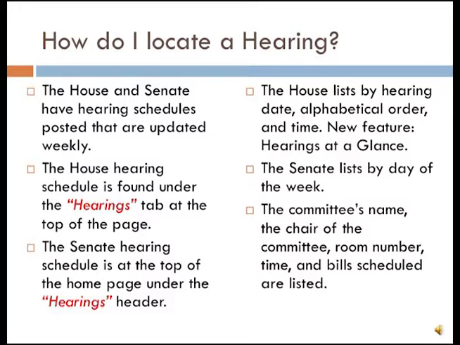The House lists their hearings by hearing date, alphabetical order, and hearing time. They also have a feature called Hearings at a Glance that provides you with a quick look at all of the hearings scheduled, not just those for the current week. The Senate lists their hearings by day of the week. The House and Senate include the committee's name, the chair of the committee, the room number where the hearing will be held, the time of the hearing, and the bills scheduled to be heard on the hearing schedule.